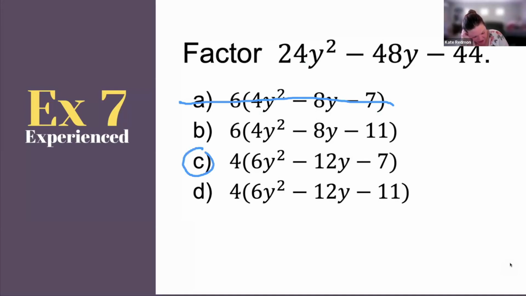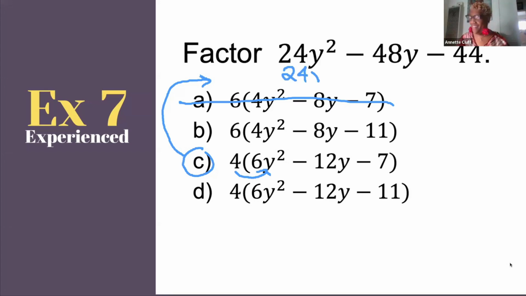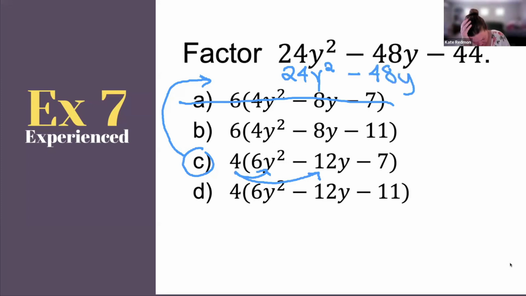Let's multiply out C. So first, let's do this first act of multiplication. 4 times 6y squared is? 24y squared. Brilliant. That one matches. How about 4 times negative 12y? Hey, that gives me negative 48y. We like that. It's looking good so far. Last act of multiplication. 4 times negative 7. Negative 28, and that's wrong too. Dang it. Looks so good.